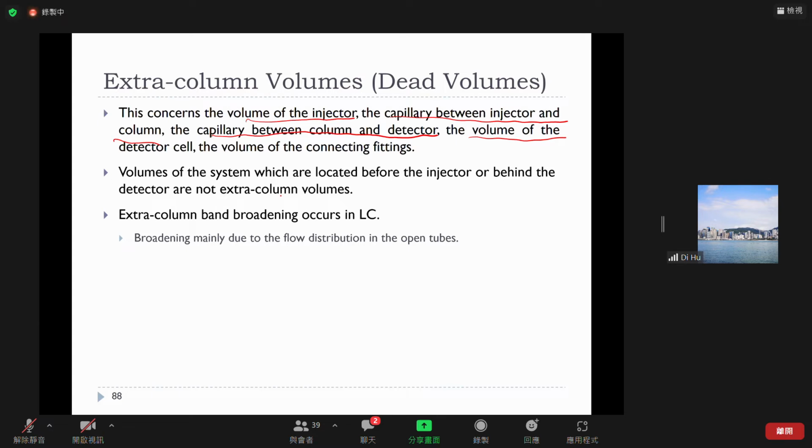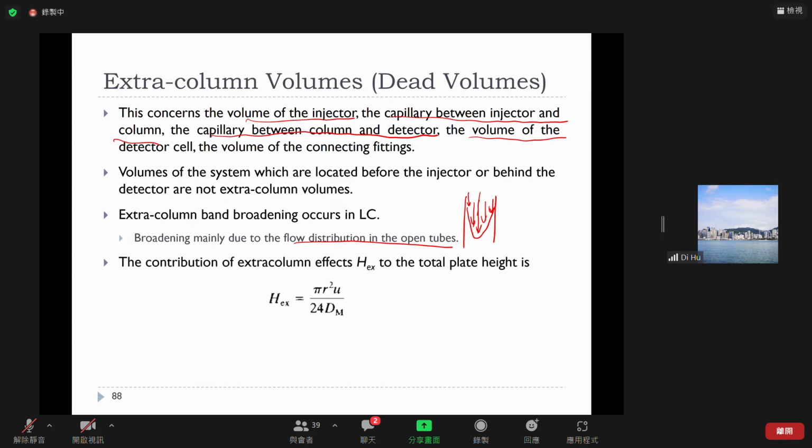That means you have to really minimize this kind of dead volume. As mentioned, it's mainly due to the flow distribution in the open tube. That is what we have seen before, right? The hydrodynamic flow, this one. The flow in the middle is faster than the flow along the inner wall of the tube because of frictional forces, right? And the contribution of this extra column effect to total plate height can be estimated using this equation.